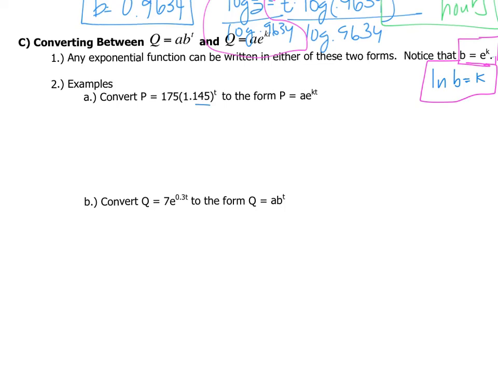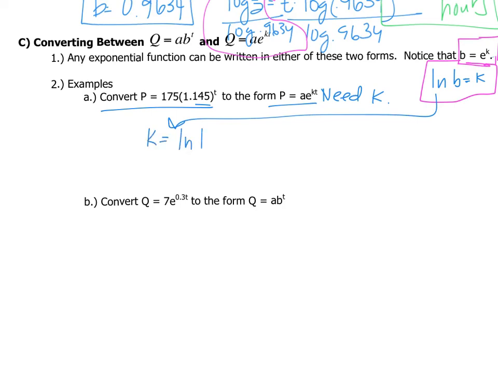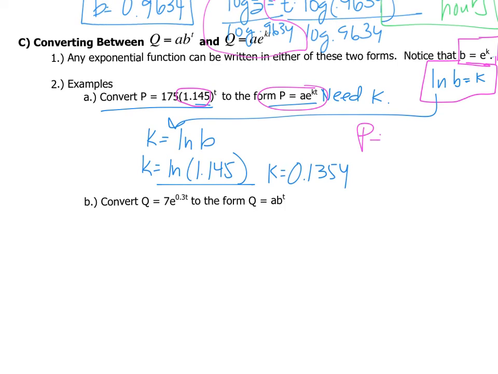So we are given this exponential, we want to write it using the continuous model. What we need here is the continuous growth rate, or k. So I'm going to use the fact that k is equal to the natural log of b. We know that b is our growth factor in the given function, so k is going to be equal to the natural log of that 1.145. You can put that value in your calculator to get that k is equal to 0.1354.